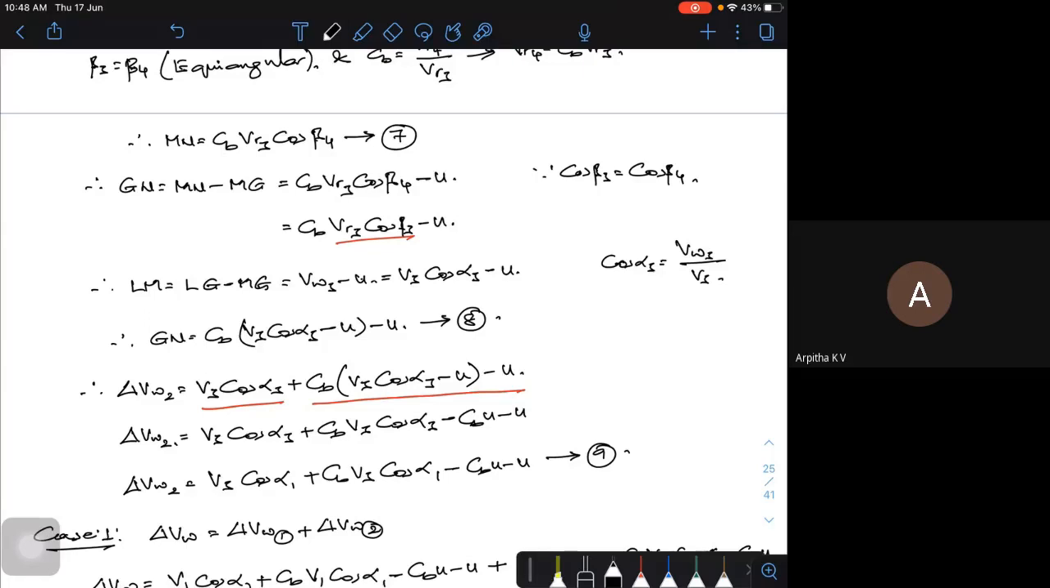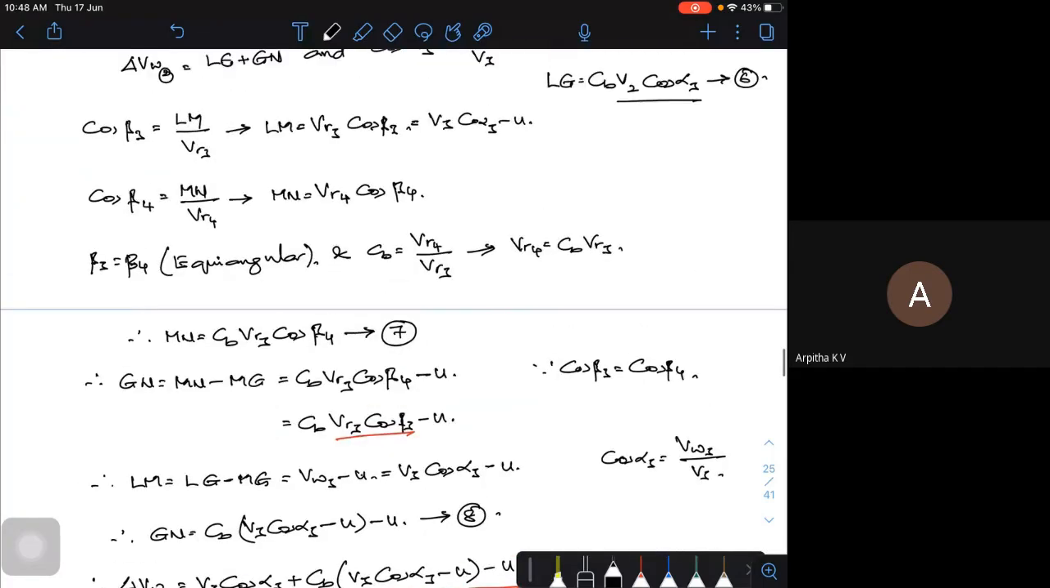So V3 cos alpha 3 minus U. Okay, so I can write the same thing in terms of cos beta 3. Cos beta 3, I can write as Lm by VR3, or Lm is equal to VR3 cos beta 3.